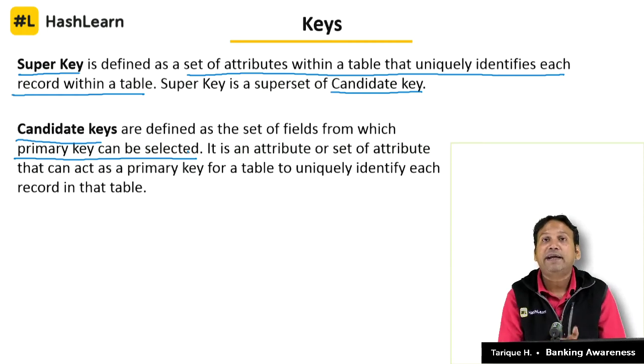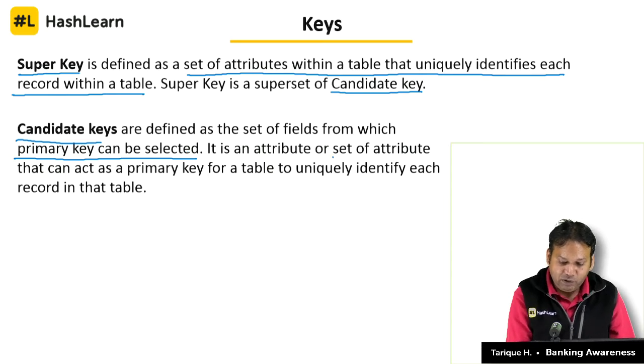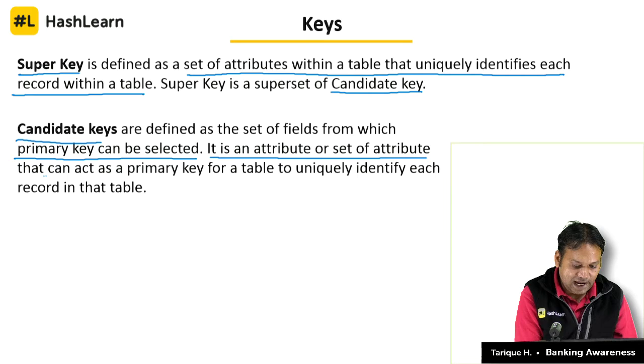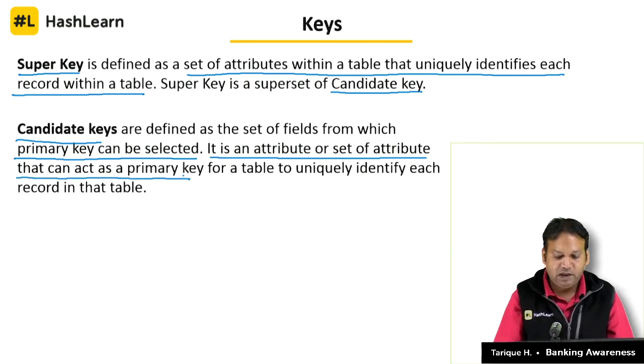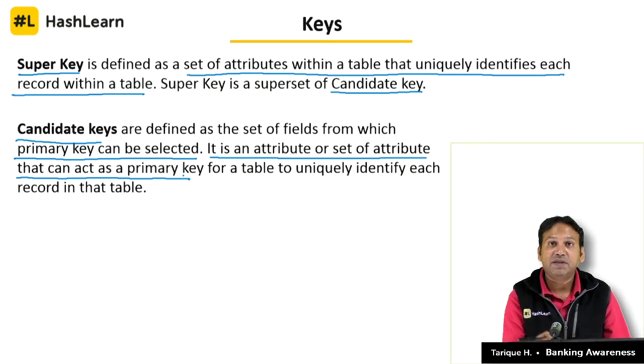What is a super key? It is the collection of all candidate keys, the set of all candidate keys. A candidate key is the set of all keys which you think can be used as a primary key. It is an attribute or set of attributes that can act as a primary key for a table to uniquely identify each record in that table. So we have seen two things. The candidate key is chosen from the super key set, right?